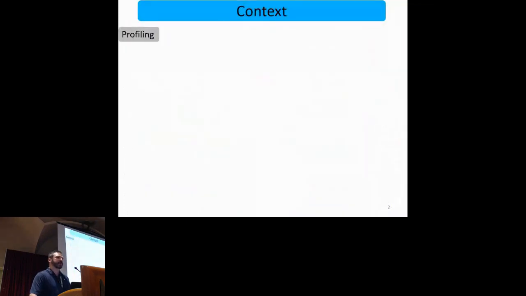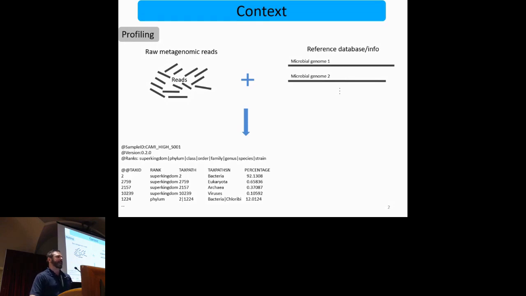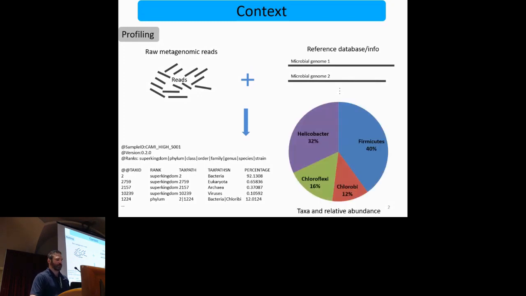So the context here for this tool is taxonomic profiling. We've seen that a few times today, but basically you're taking your raw metagenomic reads and pairing them with some sort of reference database, in this case a bunch of reference genomes. You want to get a list of the different taxa that are present in your sample and their relative abundances. With this, you can generate things like this little pie chart telling you who's there and how much.